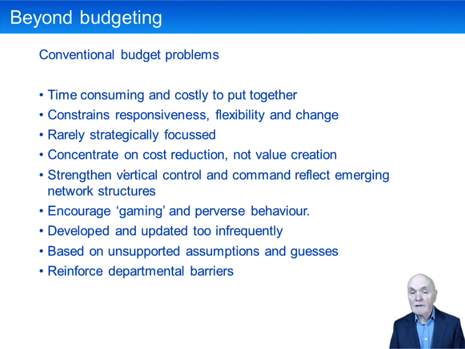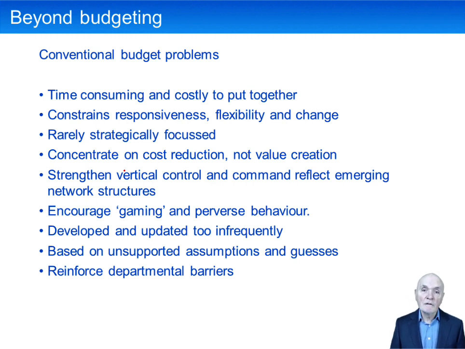Not only that, but once they're put together, and then after the period, and you're looking at variances between budget and actual, an awful lot of management time is spent thinking up how they could explain a difference between the budget and the actual. How can they explain an adverse variance? As it says, it constrains responsiveness, flexibility and change. It's in the budget, so it almost takes on a life of itself, which is very difficult to change.